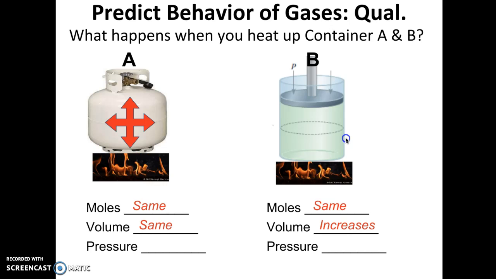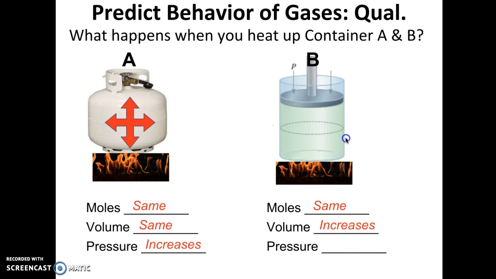So in the tank, the pressure is going to build up because remember the particles are now moving much faster and they're hitting the walls with more force. So the pressure inside the tank is going to increase. That's the reason why it's important to make sure, if you have a gas tank, that you don't expose it to extreme heat or you're going to have an explosion.